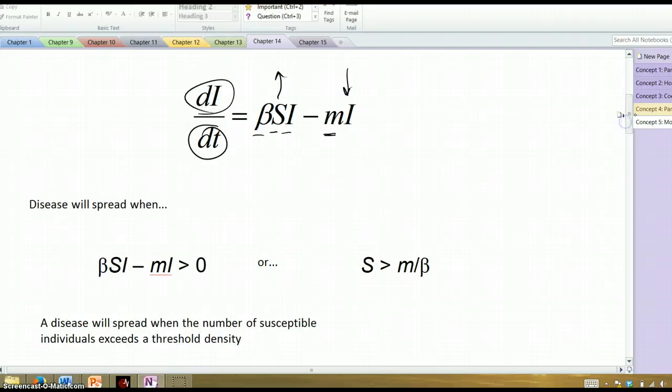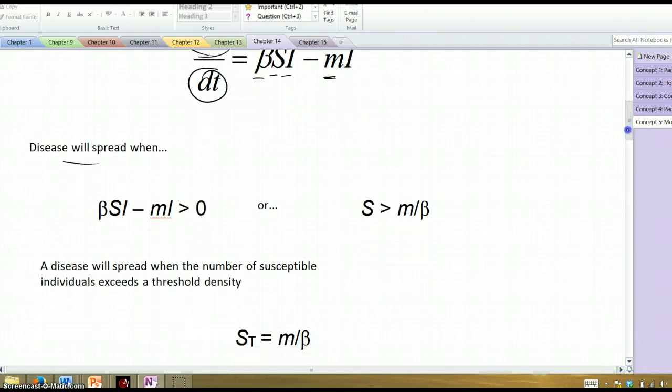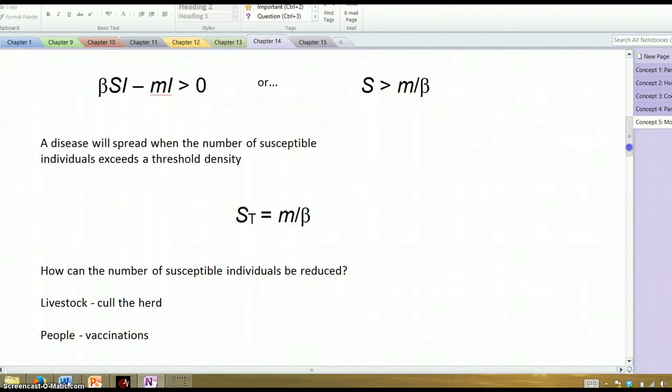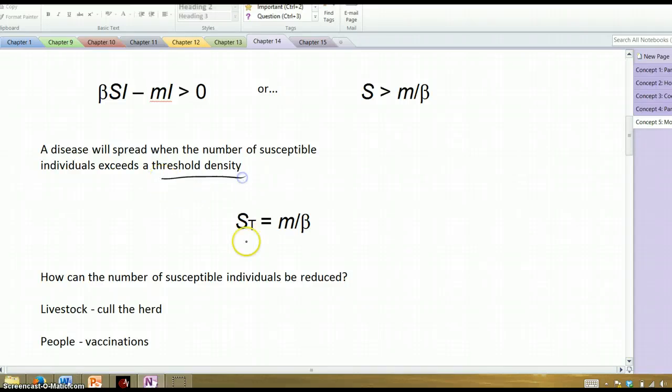Looking at that equation, of course, if the left side is greater than the right side, or overall this equation is greater than 0, then you'll get the spread of the disease. If it's the other way around, you'll get the decline of the disease. Also, you'll get the spread of the disease when the number of susceptible individuals is greater than essentially the ratio of the recovery rate to the transmission rate. And this is sometimes referred to as the threshold density of the population.